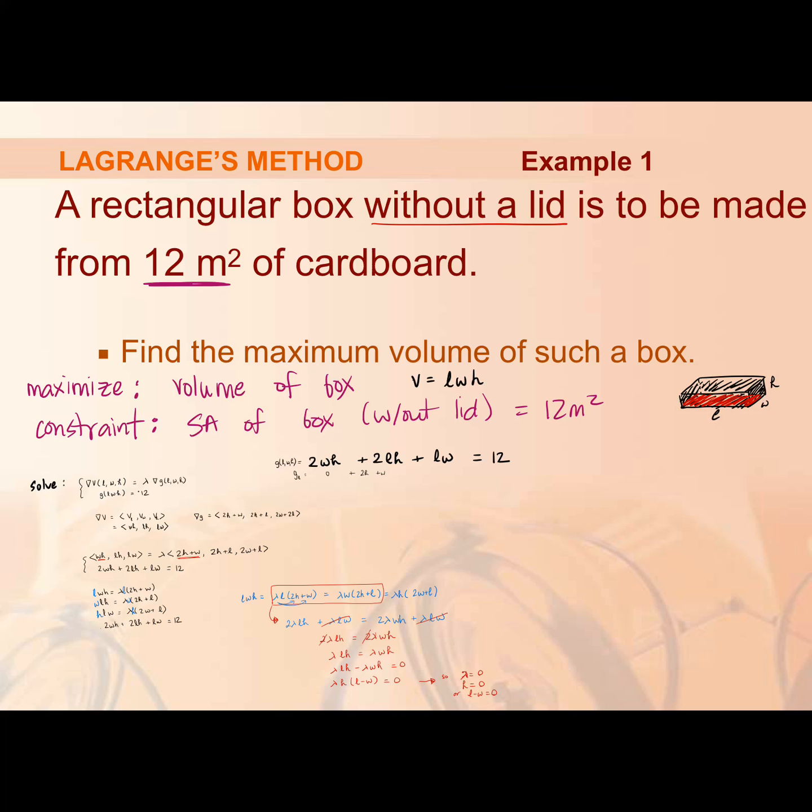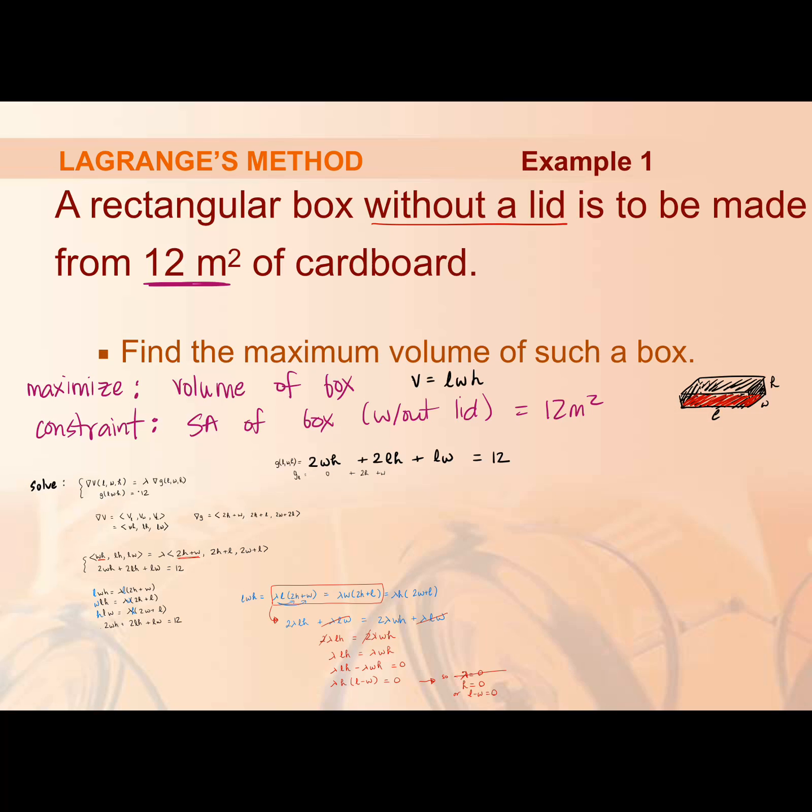Now let's check, what if lambda is equal to 0? Could we have lambda equal to 0? If lambda is equal to 0, then this is equal to 0, equal to 0, equal to 0, which means each of these is equal to 0, which means over here we'll have 0 equals 12. So it turns out that if we're going to satisfy our constraint, lambda can't be equal to 0.